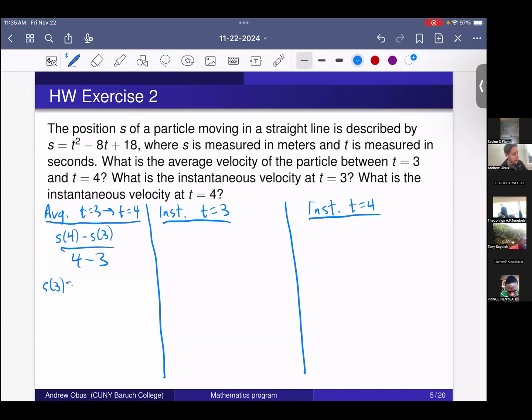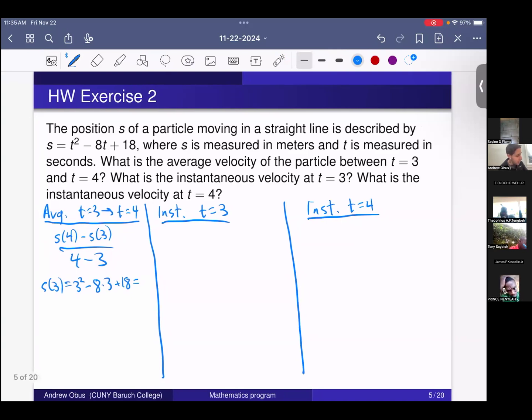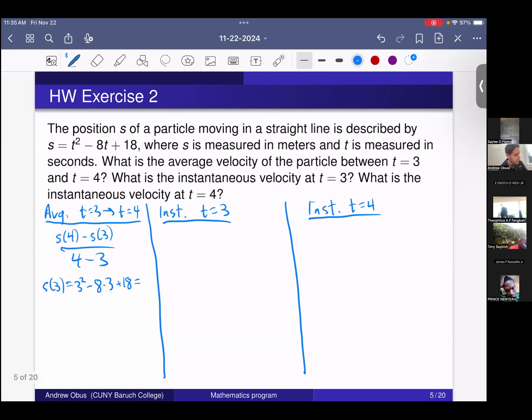So S of 3 is 3 squared minus 8 times 3 plus 18. If you calculate this out, it's 9 minus 24 plus 18, so this turns out to be 3. And then S of 4 is going to be 4 squared minus 8 times 4 plus 18. So that's 16 minus 32 plus 18, and that's going to be equal to 2.